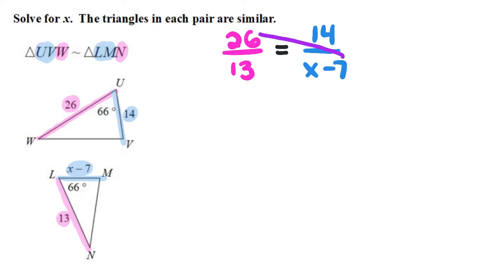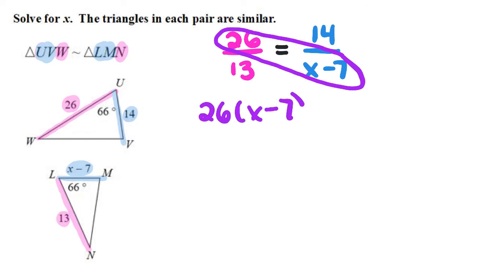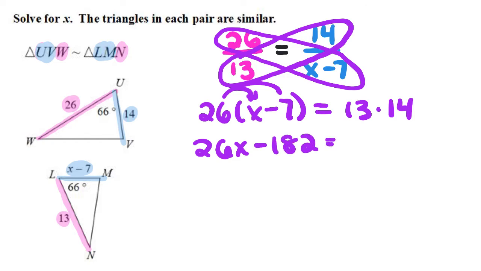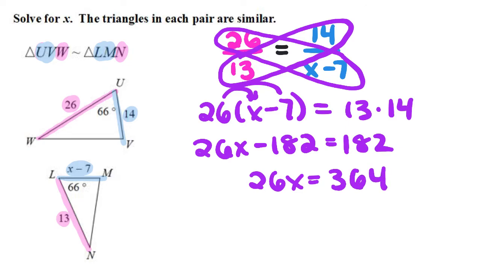Now I cross multiply like we have in the past. So I have 26 times x minus 7 is equal to the 13 times 14. If I distribute my 26, I get 26x minus 26 times 7, which is 182, is equal to 13 times 14, which is 182. So when I add 182 to both sides, I get 26x equals 364, and divide by 26 to get x is equal to 14.